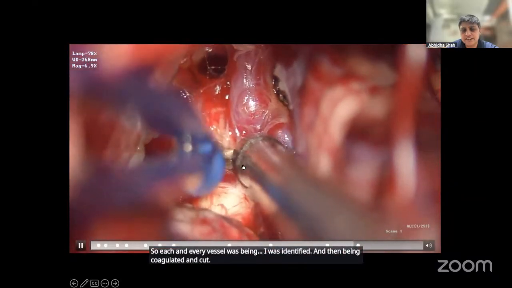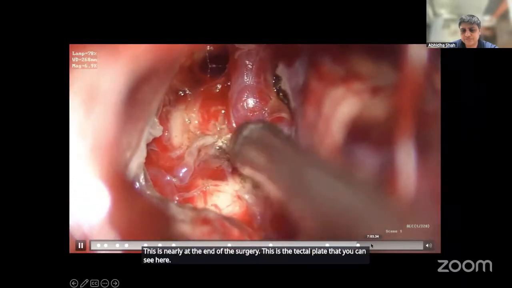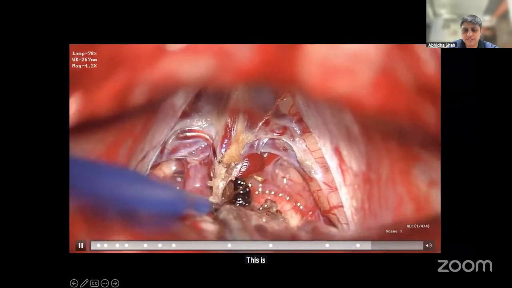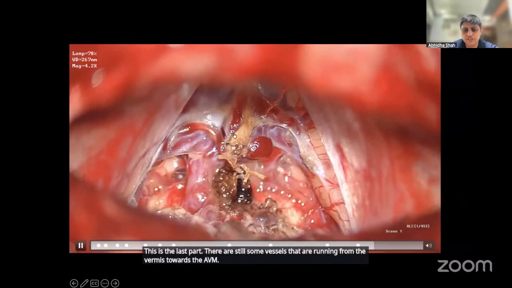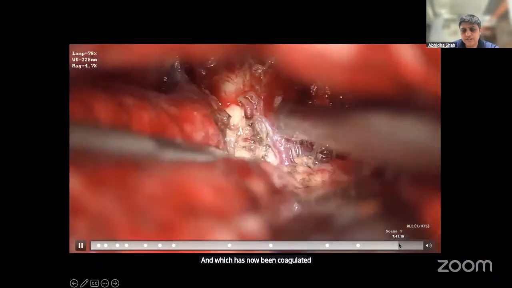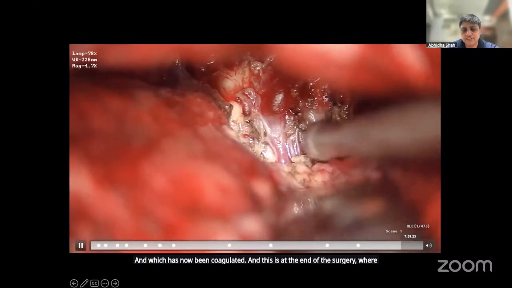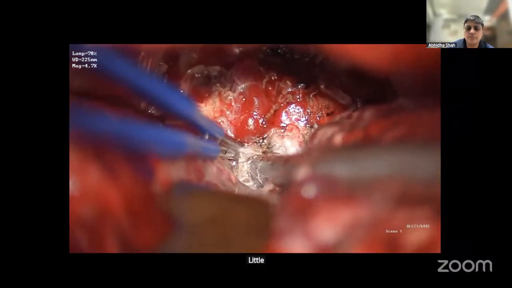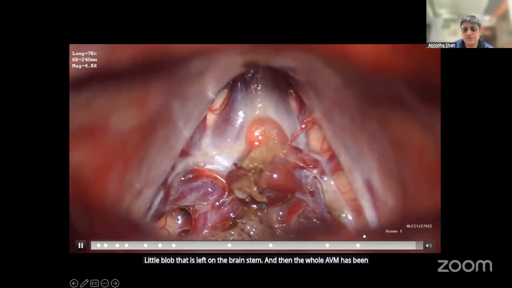This is nearly at the end of the surgery. This is the tectal plate that you can see here. This is the last part. There are still some vessels that are running from the vermis towards the AVM, which you can see. This is the vein that is going up and which has now been coagulated. And this is at the end of the surgery where you just see that little blob that is left on the brainstem. And then the whole AVM has been disconnected from the circulation.